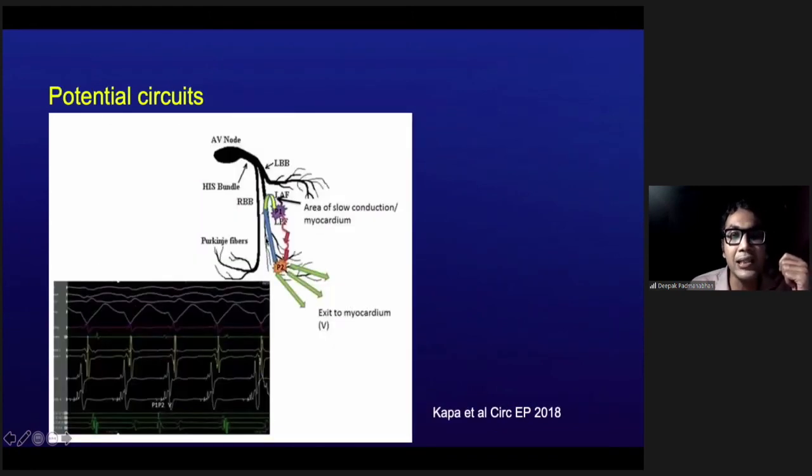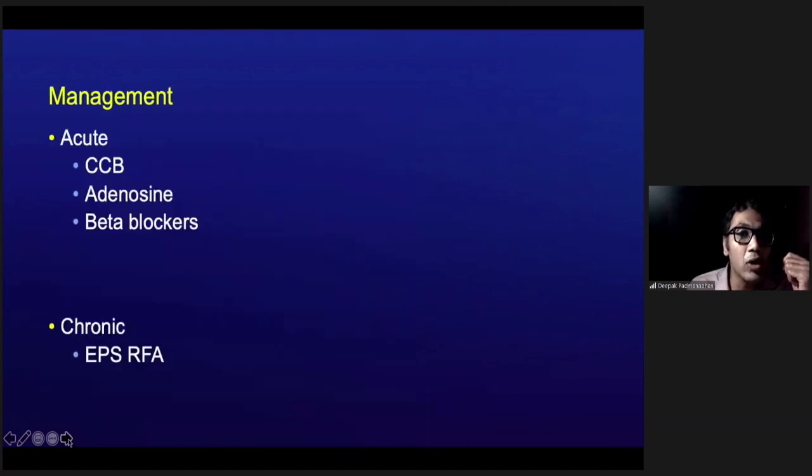The potential circuits, as I mentioned, could be between the right bundle and the left bundle, within the posterior fascicle, within the anterior fascicle uncommonly, or between the anterior and the posterior fascicle respectively. So management, acutely usually CCBs, adenosine or beta blockers, but chronic management is usually EPS RFA, where an ICD is not indicated in these patients, you would actually be able to terminate the arrhythmia successfully.